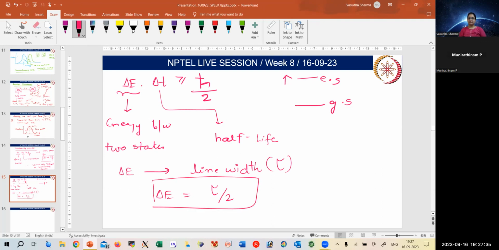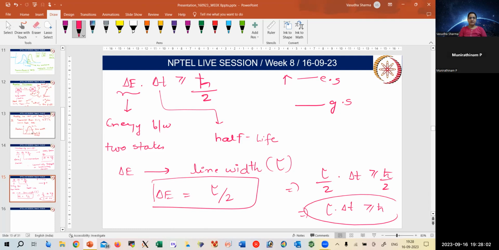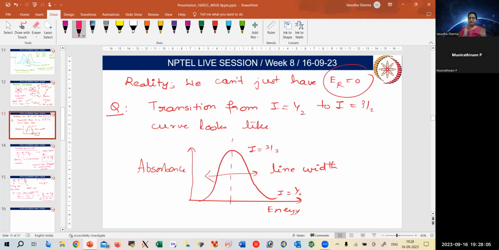Delta E is equal to tau upon 2. That means we saw the line width over here. So it becomes tau upon 2 into delta T greater than or equal to h by 2. If we cancel 2 and 2, it becomes tau into delta T. So now you see that line width and the uncertainty in half-life also come under the conjugate variables, and therefore we need to have a certain line width. For example, the question was why the absorbance versus energy graph in the case of Mossbauer spectroscopy looks like a Gaussian curve, not a straight line.